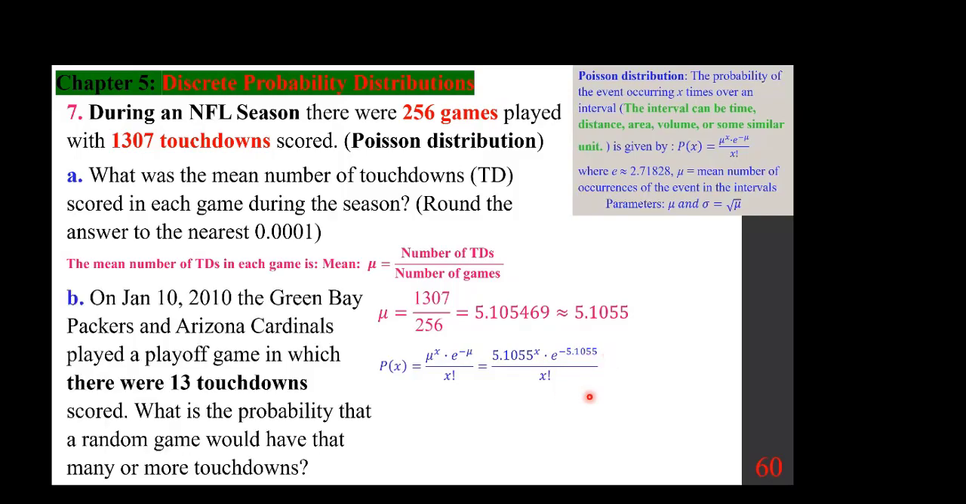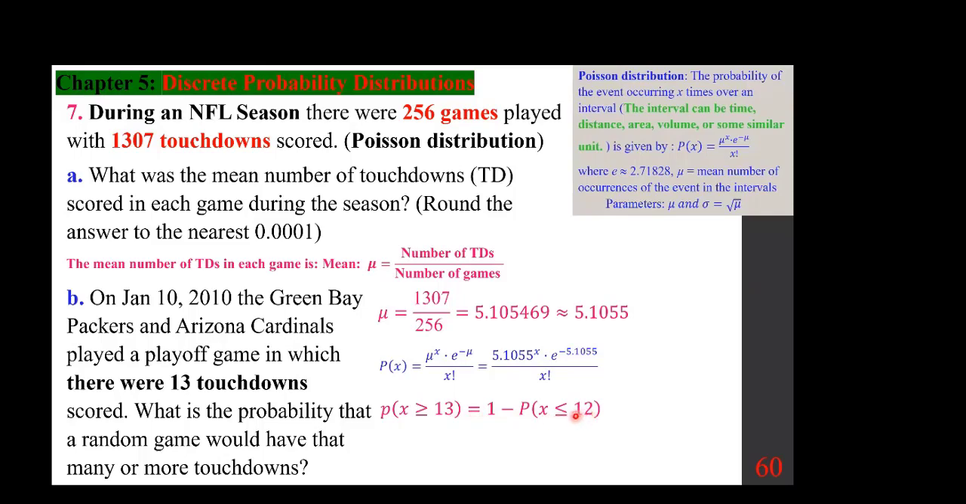On January 10th, 2010, the Green Bay Packers and Arizona Cardinals played a playoff game in which there were 13 touchdowns scored. What is the probability that a random game would have that many or more touchdowns? Excellent. So using Poisson distribution, probability of X larger than or equal to 13 means 1 minus probability of X less than or equal to 12.